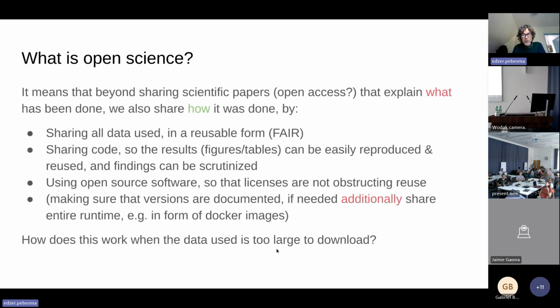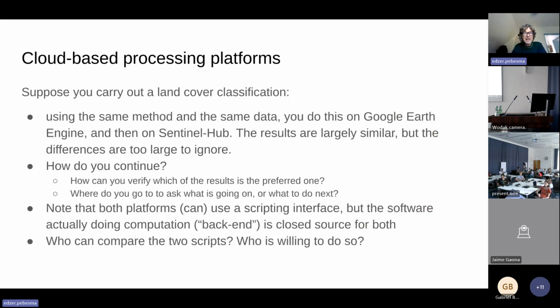But the problem is, how does this work when the data used is too large to download? So that's one problem. Another is, of course, if somebody used a supercomputer or used 100,000 CPU hours, all kind of things that you cannot afford. But one thing that we now look at is too large data sets. For that, we have cloud processing platforms.